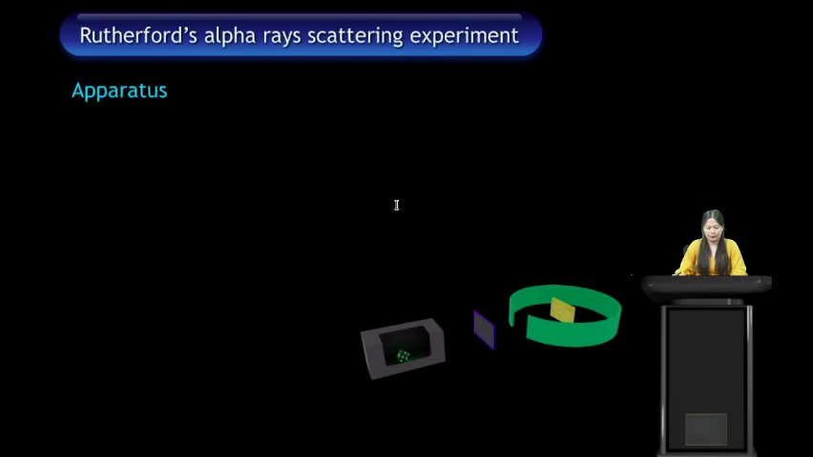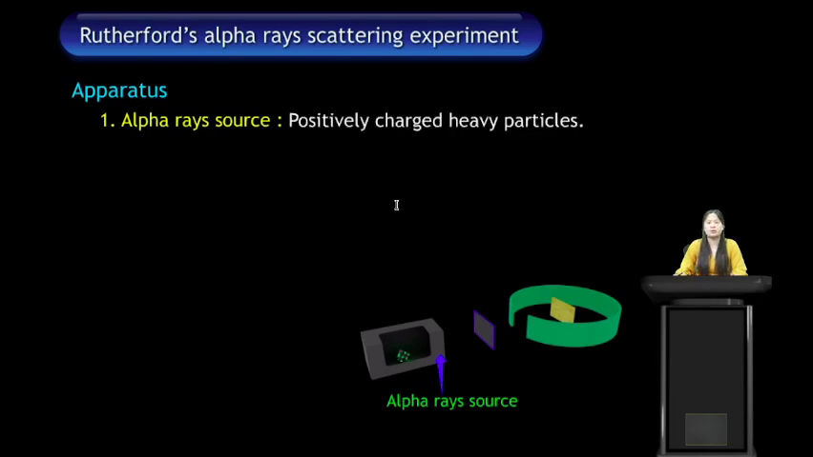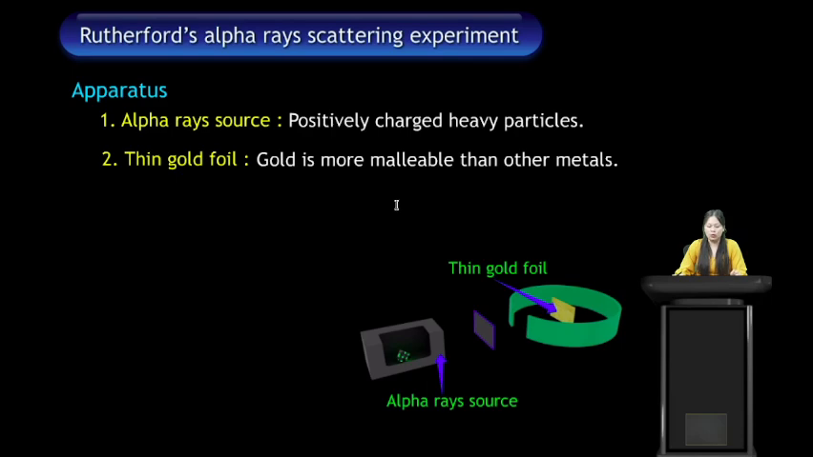Let us see. For this experiment, the apparatus used were, first, the alpha ray source, which is positively charged heavy particles. Then the second apparatus used is thin gold foil. We know that gold is more malleable than any other metal, correct? Rutherford used gold foil because he wanted a sheet as thin as possible.